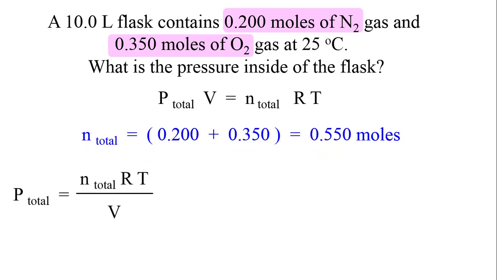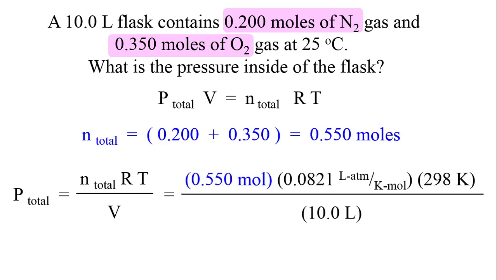Rearranging the ideal gas law for pressure and then plugging in the numbers, we find that the pressure inside the flask is 1.35 atmospheres. By the way, notice the temperature in the question was in degrees C, but we used the Kelvin value when plugging into the equation. Our strategy is almost identical to a normal ideal gas law problem, except that we had to add together the two moles first.